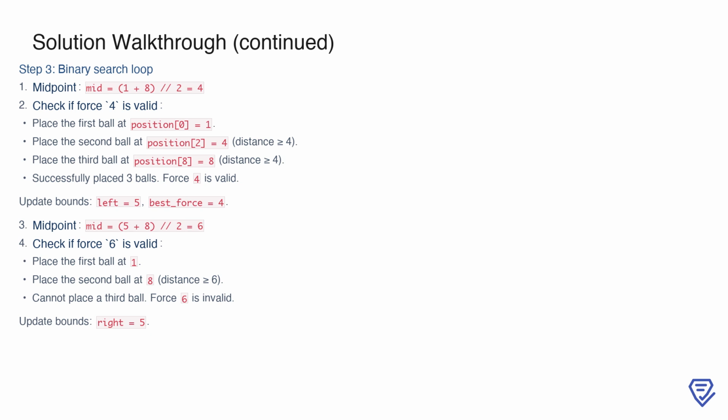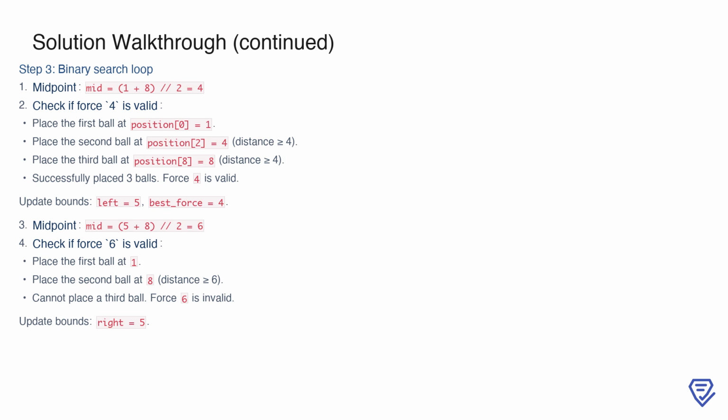The next step is to check if a force of 4 is valid. To do this, we start by placing the first ball at position 1. The next ball is placed at position 4 since the distance between them is at least 4. Then, we place the third ball at position 8, maintaining a distance of at least 4. Since all three balls are successfully placed, force 4 is valid. We update the bounds by setting left equals 5 and updating best_force to 4. We then calculate a new midpoint, mid equals (5 + 8) // 2 equals 6.